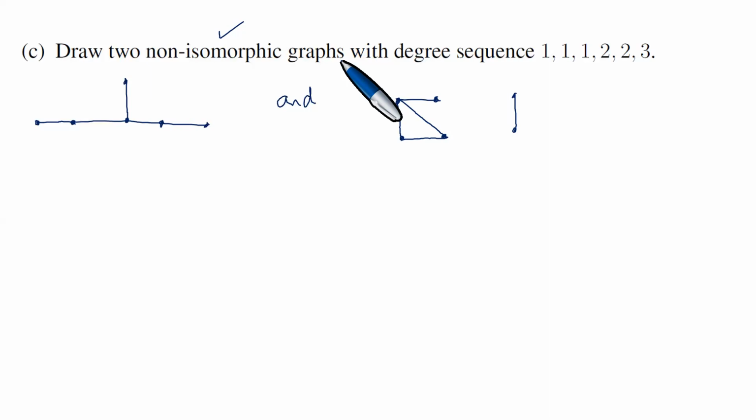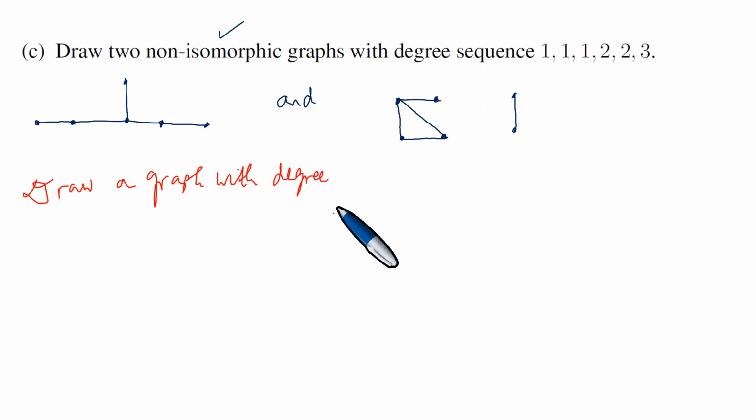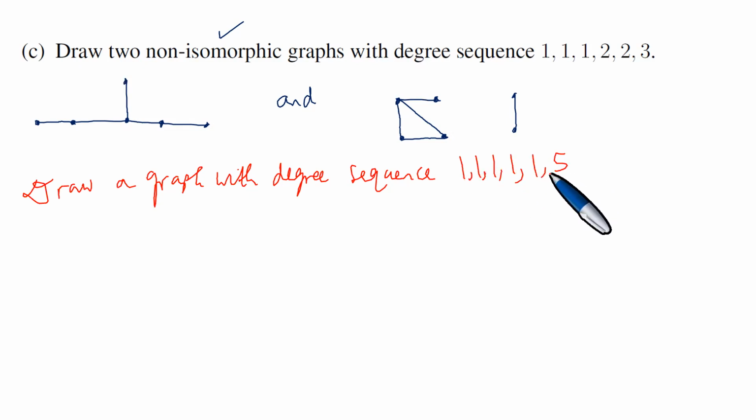I want to give also another example. In this example, the students must be able to draw a graph with a given degree sequence. Draw a graph with degree sequence, or say why no such graph exists.